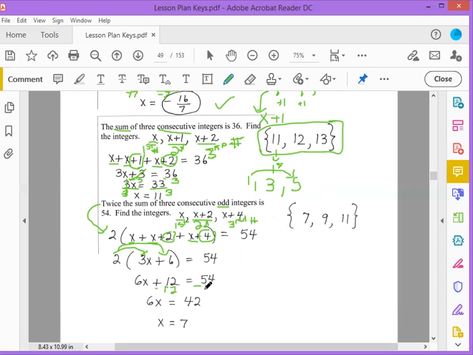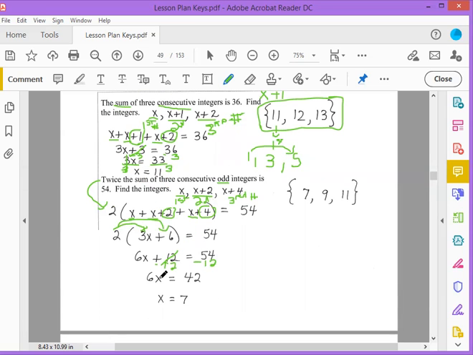Now we're going to subtract 12 from both sides of the equation. The 12's cancel on the left side of the equal sign, leaving 6x. Carry down our equal sign and 54 minus 12 gives us 42. Lastly, we're going to divide both sides by 6. So we'll get x equals 7.